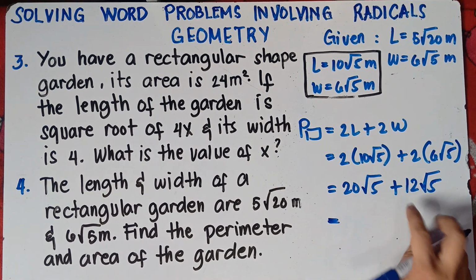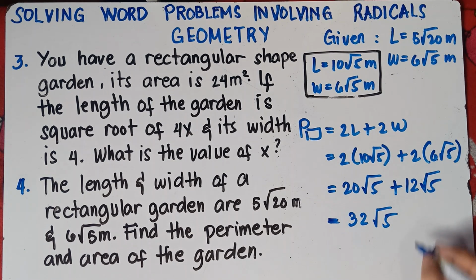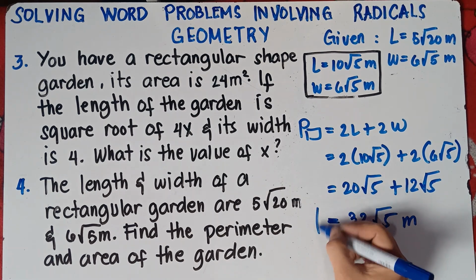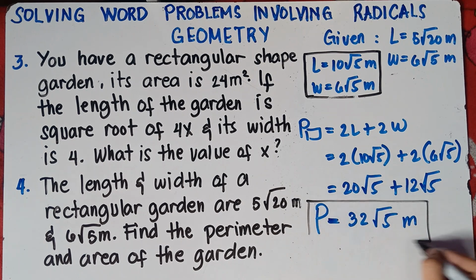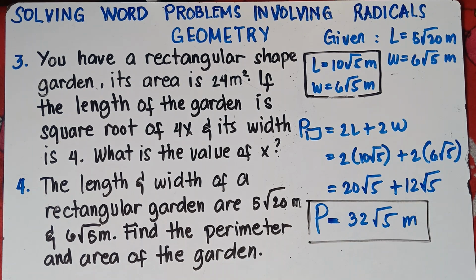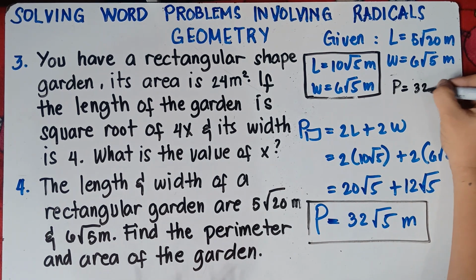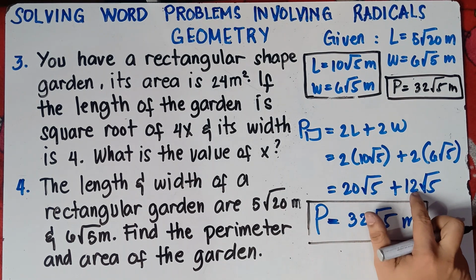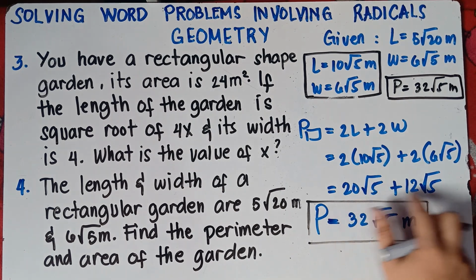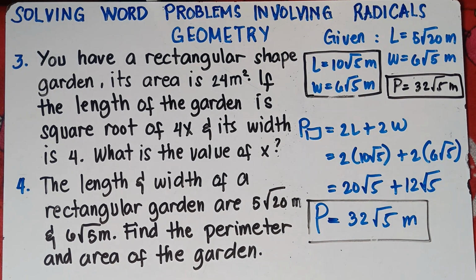So 20 plus 12, that is 32. Copy square root of 5. And do not forget the units, meters. That's it, class. That's the answer for the perimeter. Easy, right? For the perimeter. Alright, so perimeter, let me just write it here. Perimeter equals 32 square root of 5 meters. Once again, if you add radicals, just add the numbers outside. 20 plus 12 is 32. Simply copy the radicands, square root of 5. That's it for the perimeter.